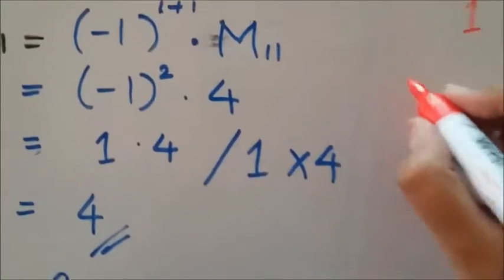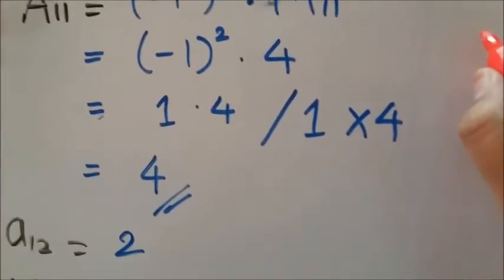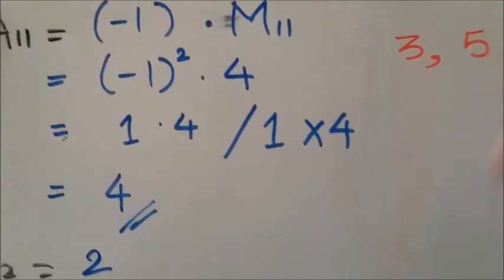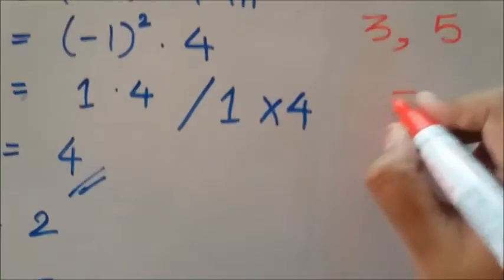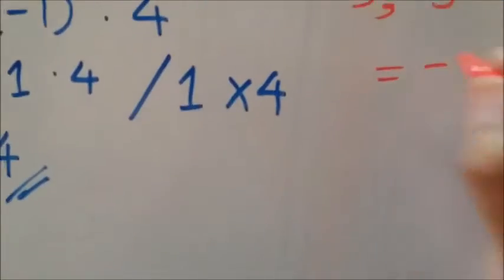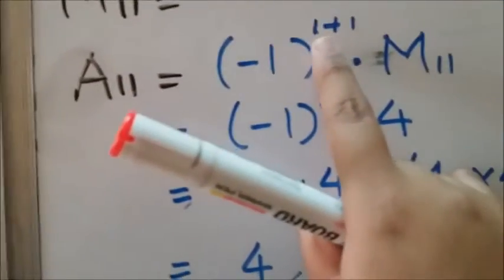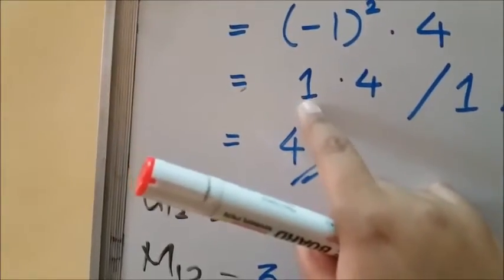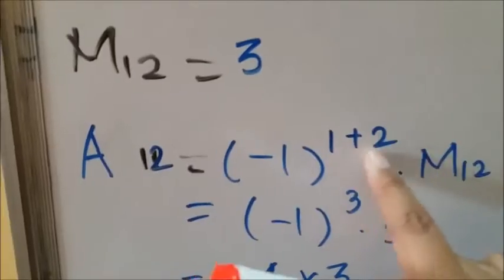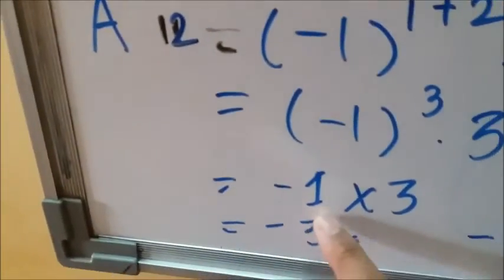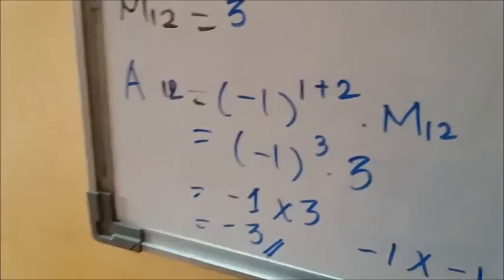But the power where the digits are odd, such as 3 or 5, so for the A11 part, it would come negative 1. As you can see here, 1 plus 1 is 2, which is an even number, so the digit is positive. Now here 1 plus 2 is 3. So when 3 is odd, this minus 1, the digit 1 is minus.